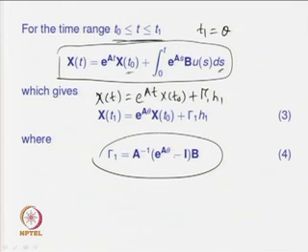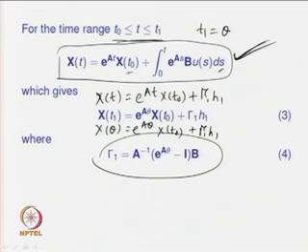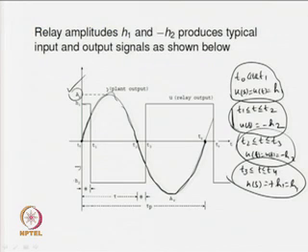So, when gamma 1 is used, this solution can be expressed in equation number 3, which becomes x(t1), which is nothing but x(theta), equal to e to the power A theta x(t0) plus gamma 1 h1. So, this is the analysis obtained for this part of the output, which is obtained for the time range spanning from time t equal to t0 to t equal to t1.